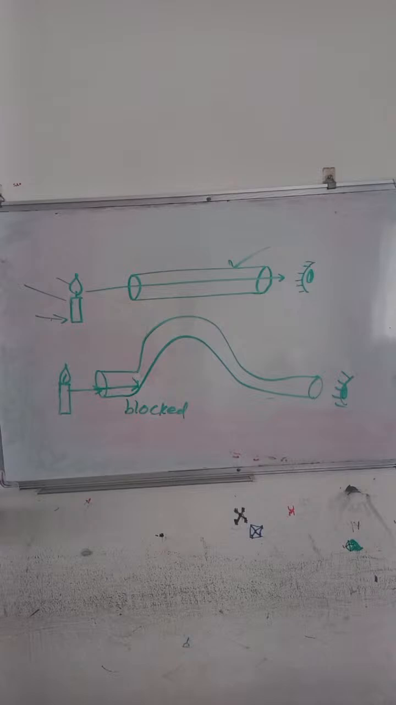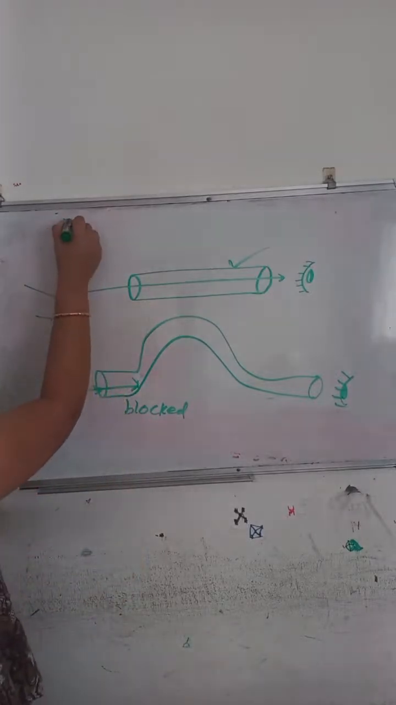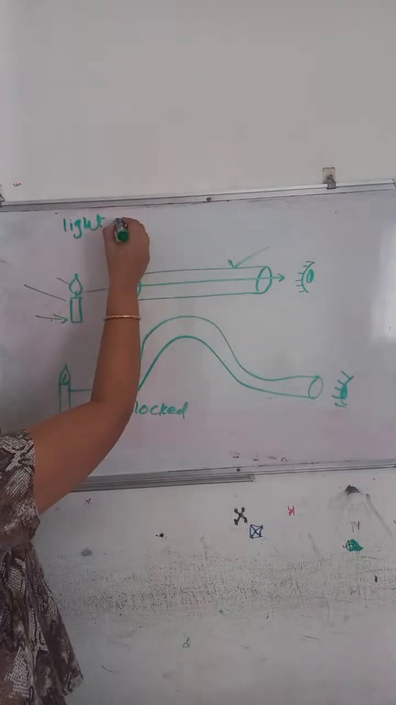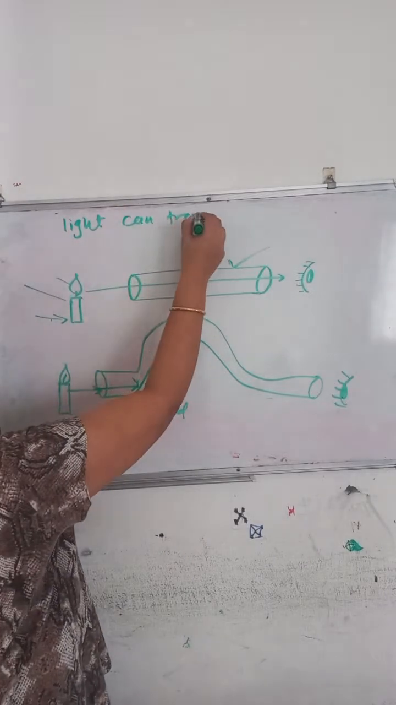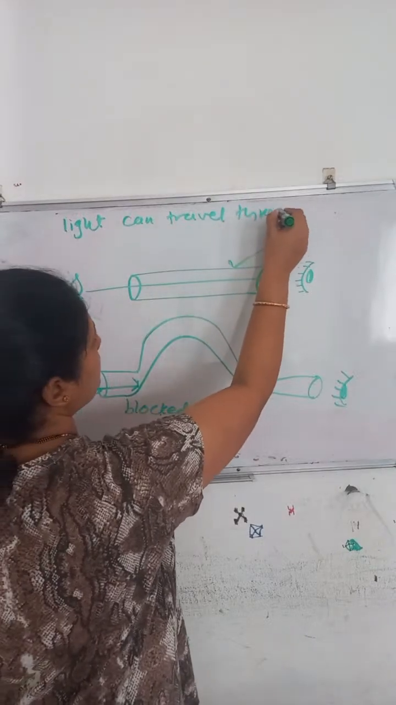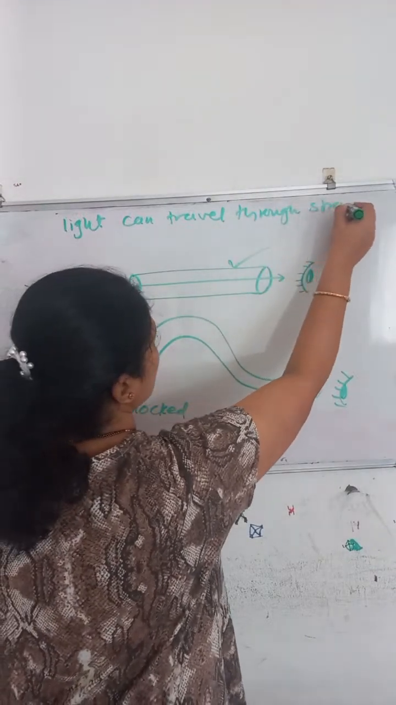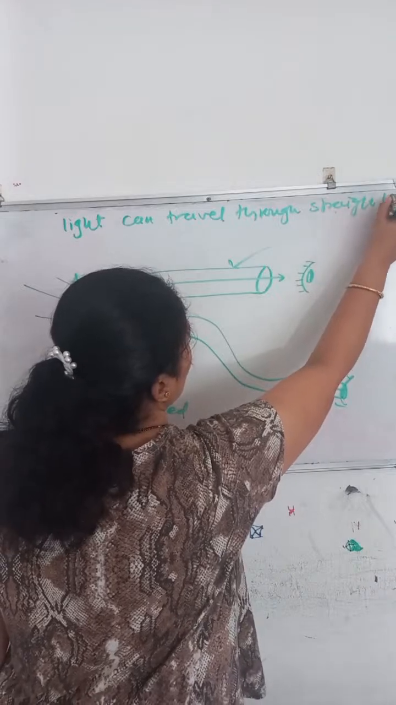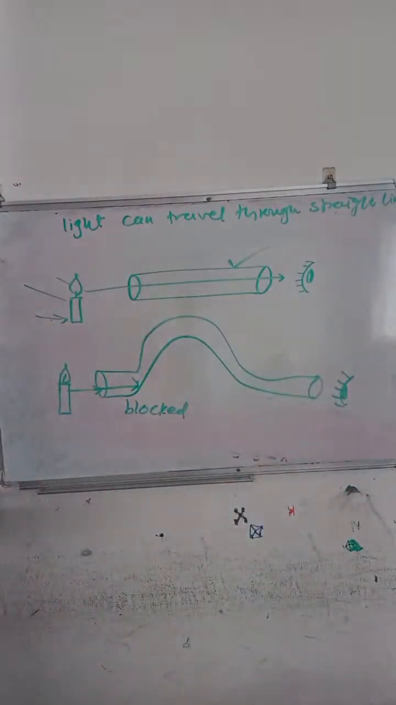Now after that we have to go for the reflection of light. You can take this as a screenshot and write down: light can travel through a straight line. Take this screenshot, and maybe they will ask the reason on the same.